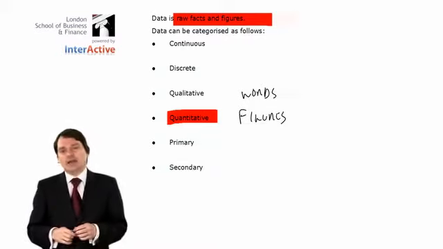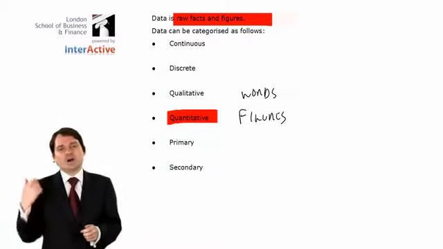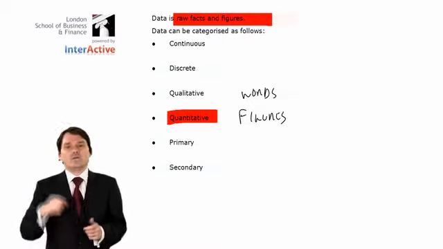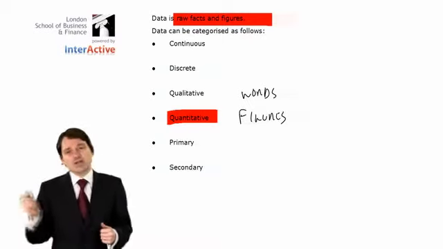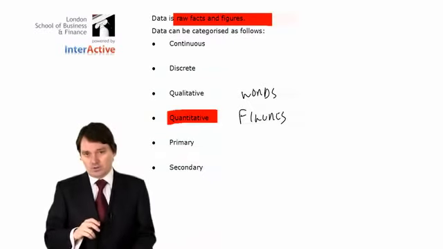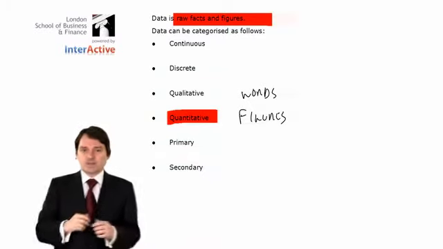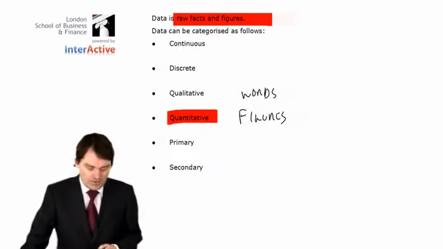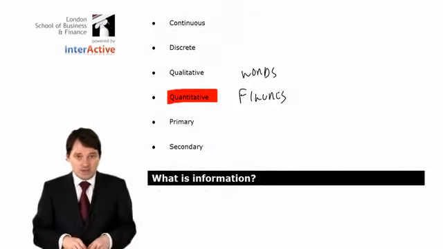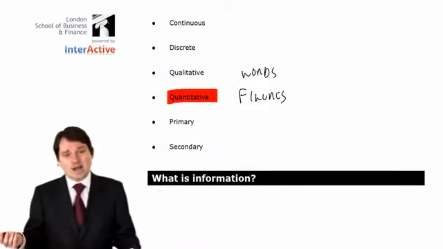How good was your lecturer? On a scale of 1 to 5, I would say they were a 4.5. That's now quantitative because it's a number. So most data we come across is numerical. Some data we come across will be written, and we need to be able to deal with both of them. Final two you've got there, primary and secondary. Primary and secondary simply means where does it come from?